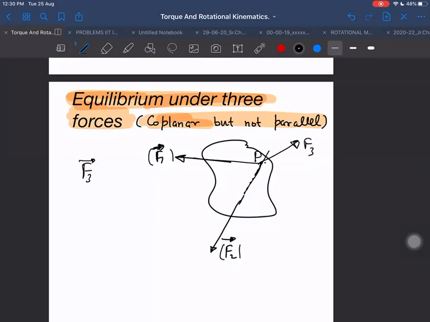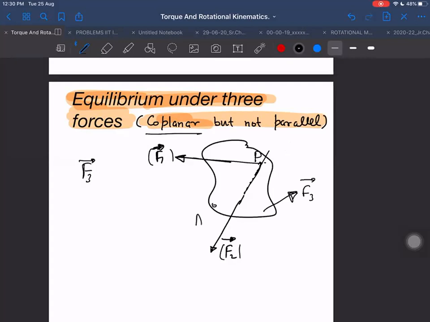All are in the same plane, coplanar. Same place. This force must pass through this point. Why? Let us say I want to make the body in equilibrium. Can I make this body in equilibrium with the force taken this way? No, sir, not possible. Why is it not possible?